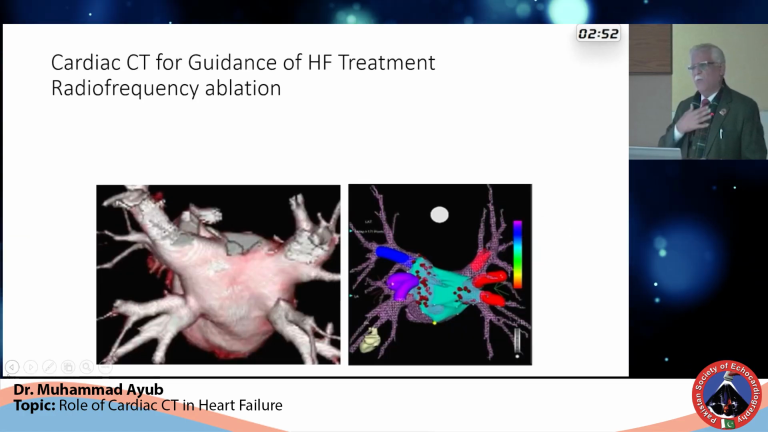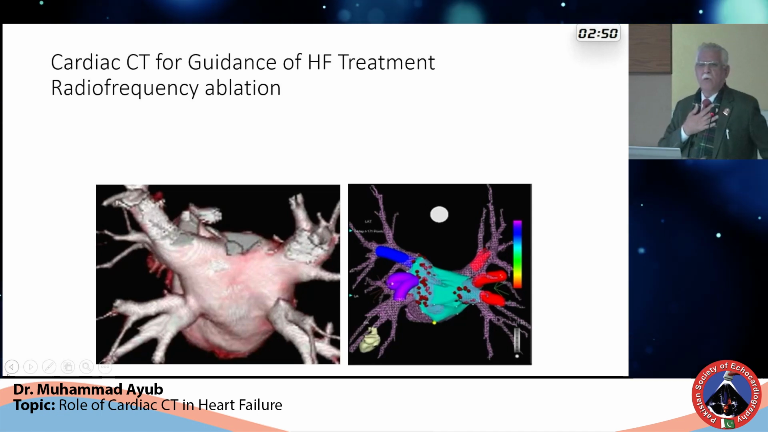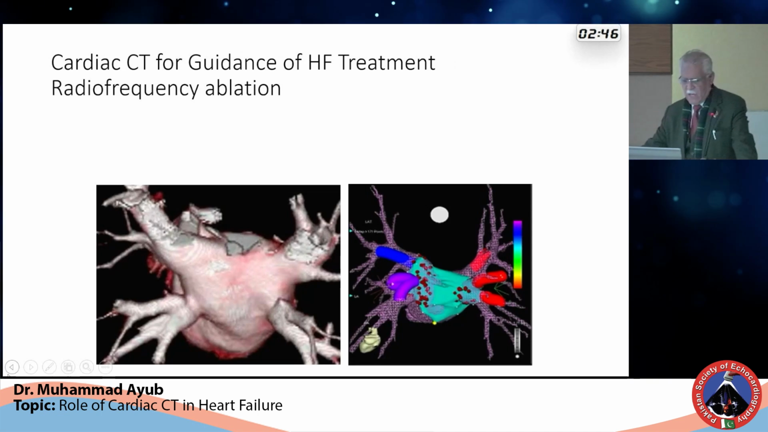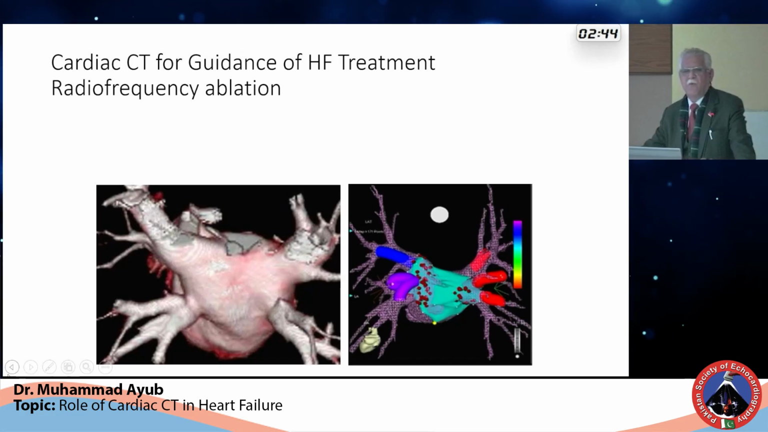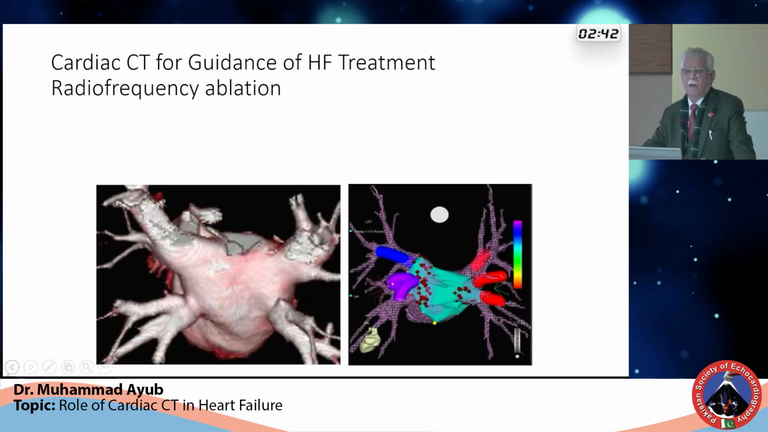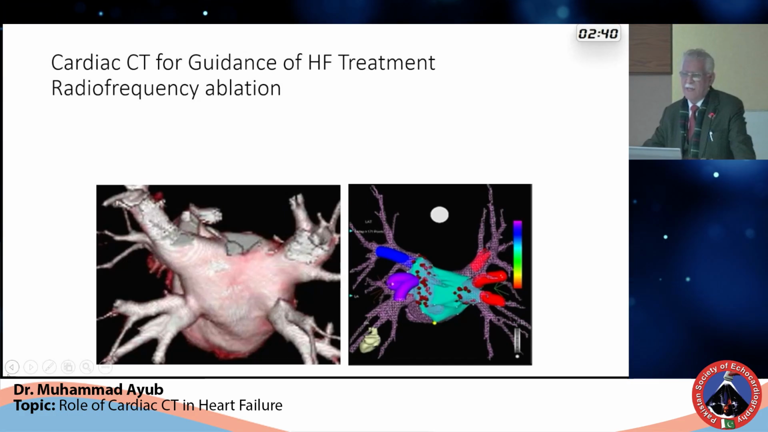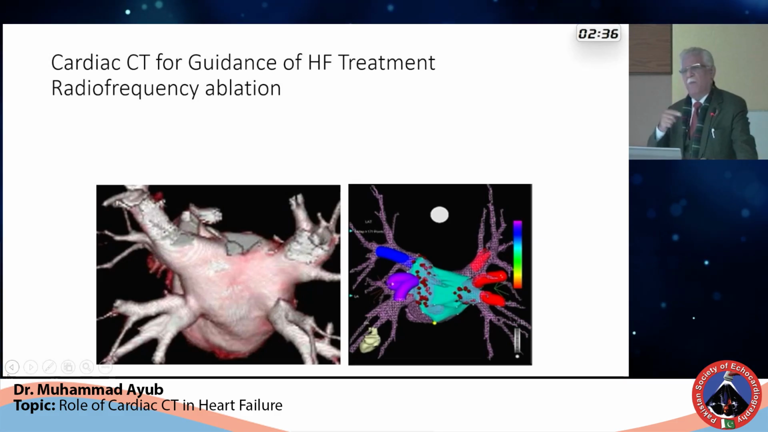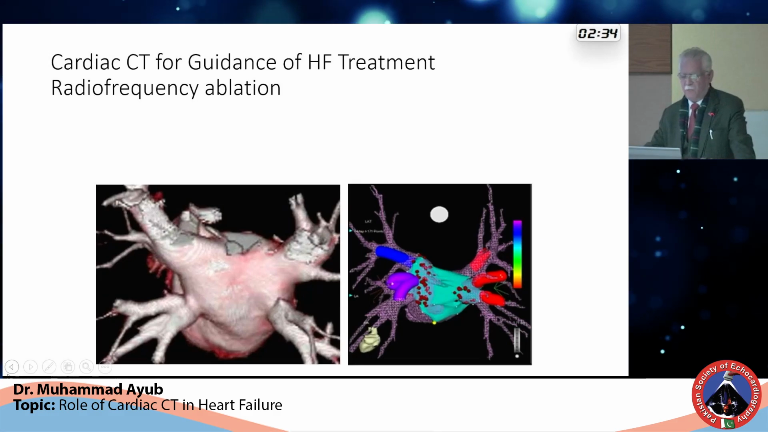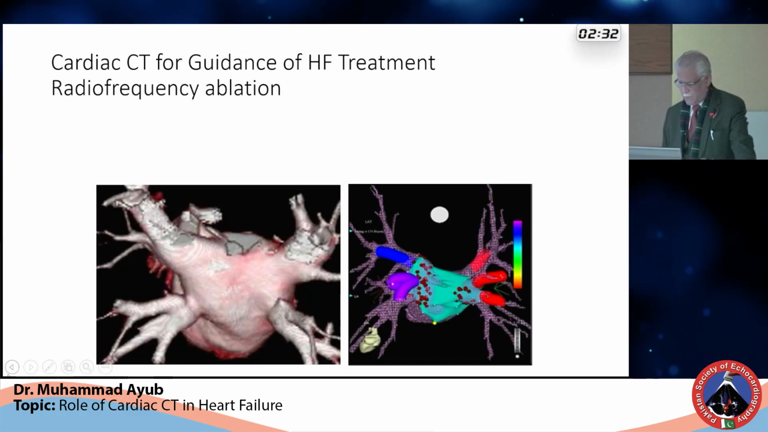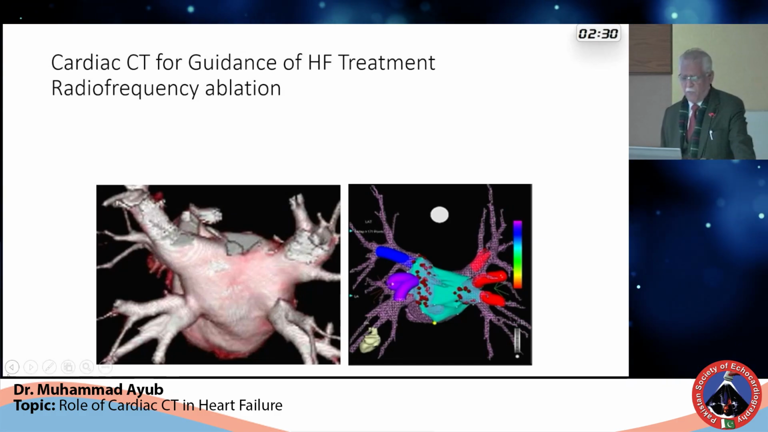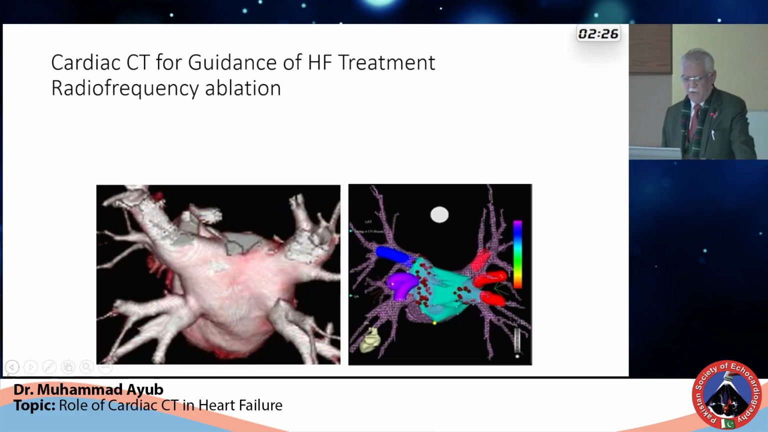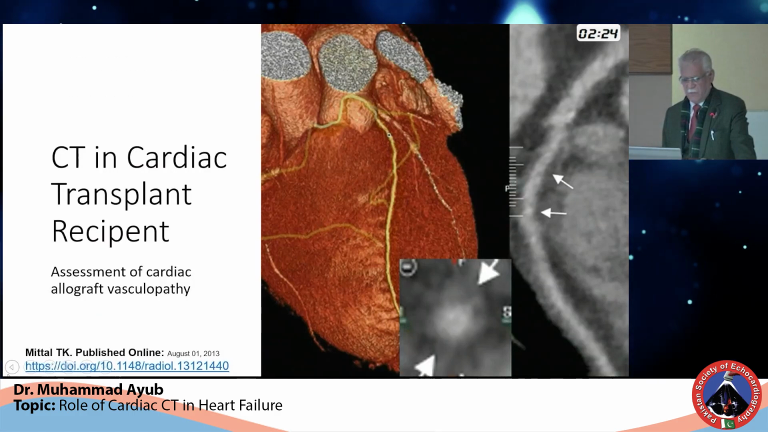Similarly, for radiofrequency ablation, you need to have complete information about the pulmonary veins. And CT is used for defining their ostia, their number, and their size, and then they can do the pulmonary vein isolation procedure with radiofrequency ablation. So it is a great tool before radiofrequency ablation for atrial fibrillation.